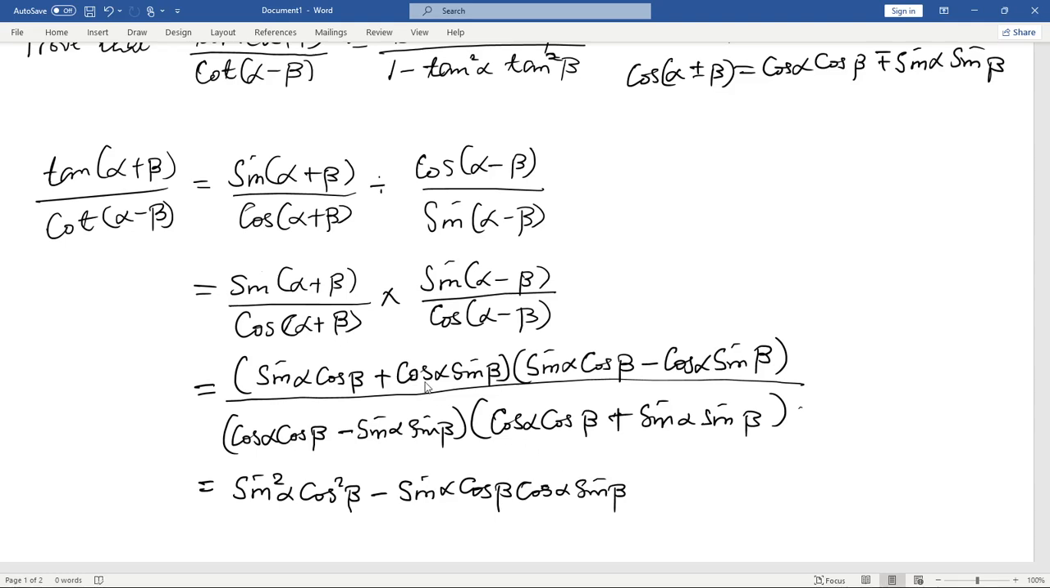If you multiply cos alpha sin beta by sin alpha cos beta here, we're simply going to have plus sin alpha cos beta cos alpha sin beta, like this here. Then if we multiply cos alpha sin beta by cos alpha sin beta here, we get minus cos squared alpha sin squared beta, like this here. Then we divide everything that we have there.